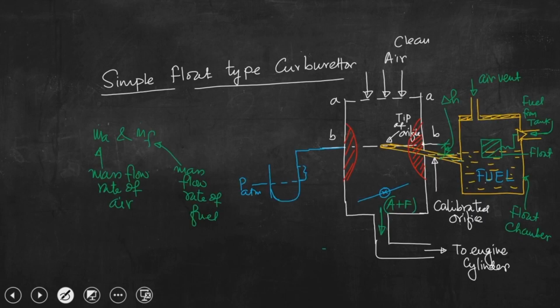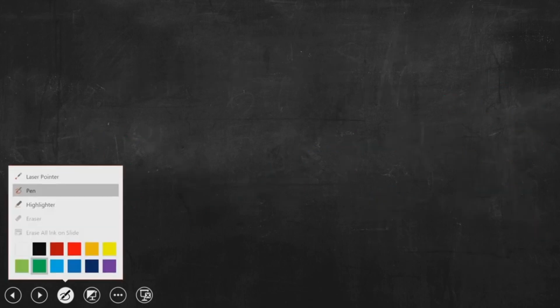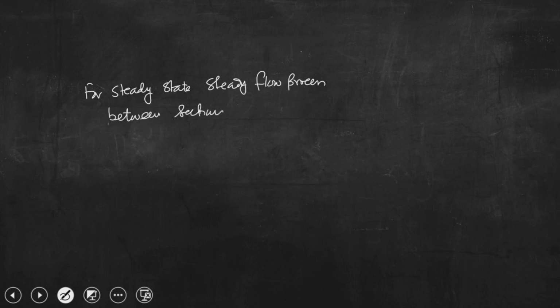If we now apply the steady state steady flow energy equation, right, if we go to the previous slide, this is B B and this is A. So, we apply the steady flow energy equation between sections A and B B to calculate the mass flow rate of air, because we need to calculate the mass flow rate of air as well as the mass flow rate of fuel at section B B. Okay, so let us now write for steady state steady flow process between sections A and B B.